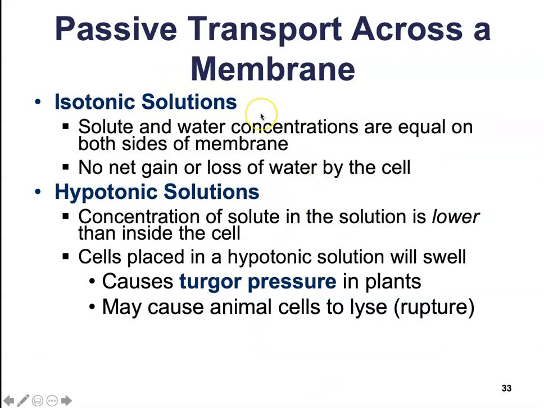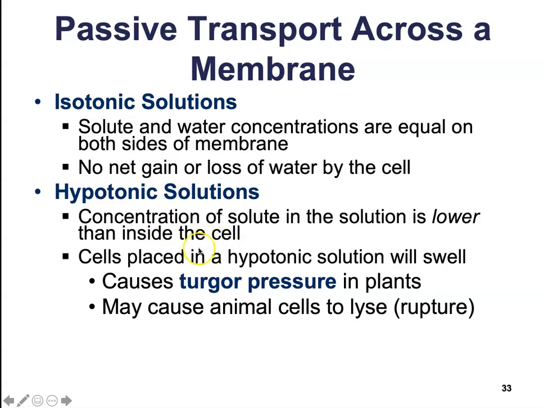Now there are some terms for these solutions, in terms of how much solute there is versus how much water, and again, this was addressed in the lab as well. We call an isotonic solution the case where the solute and water concentrations are equal on both sides of the membrane. So it's the same concentration of solute and of water inside the cell versus outside the cell. In that case, there is no net gain or loss of water, because there is no concentration gradient. So that's isotonic.